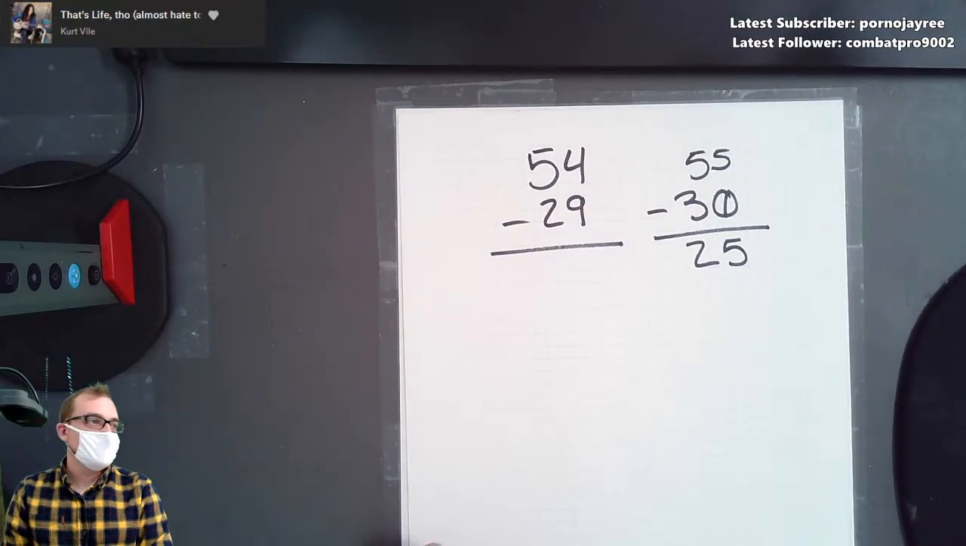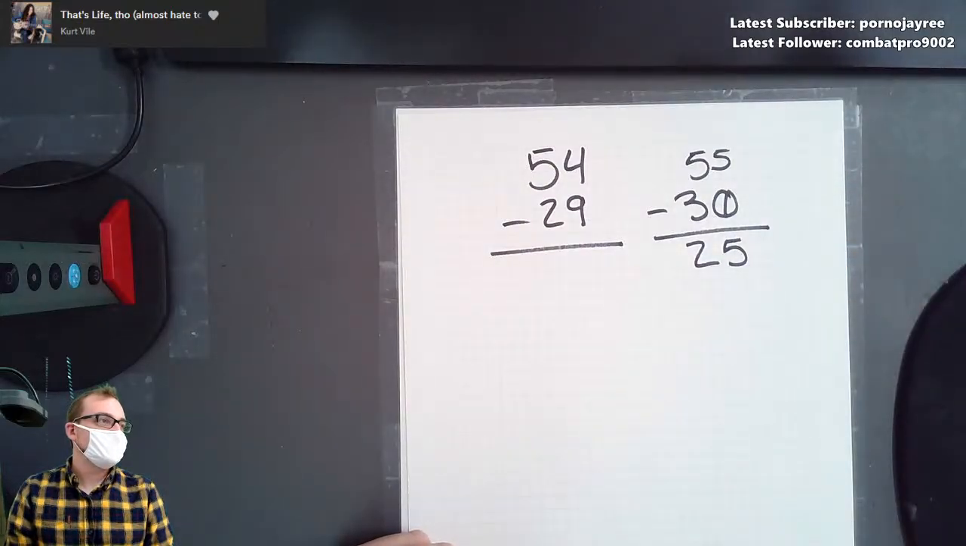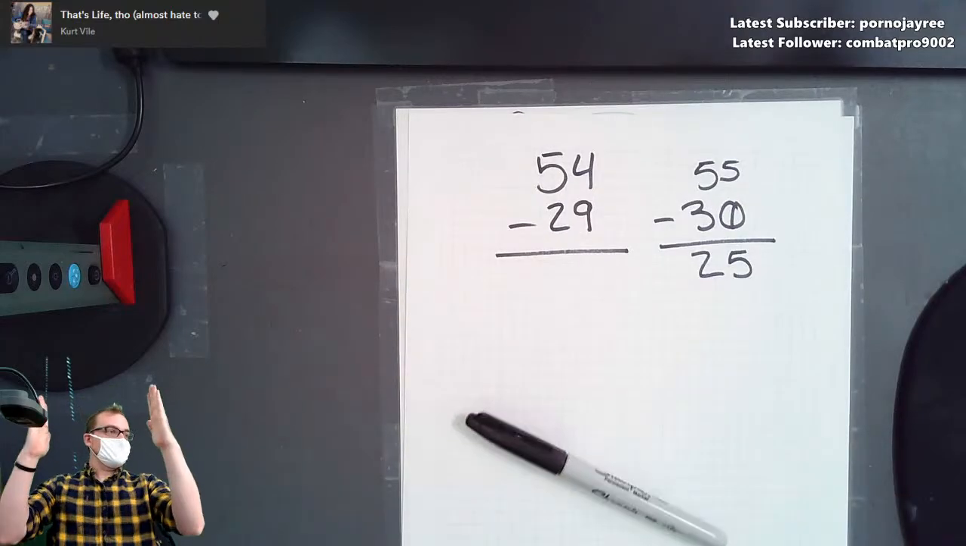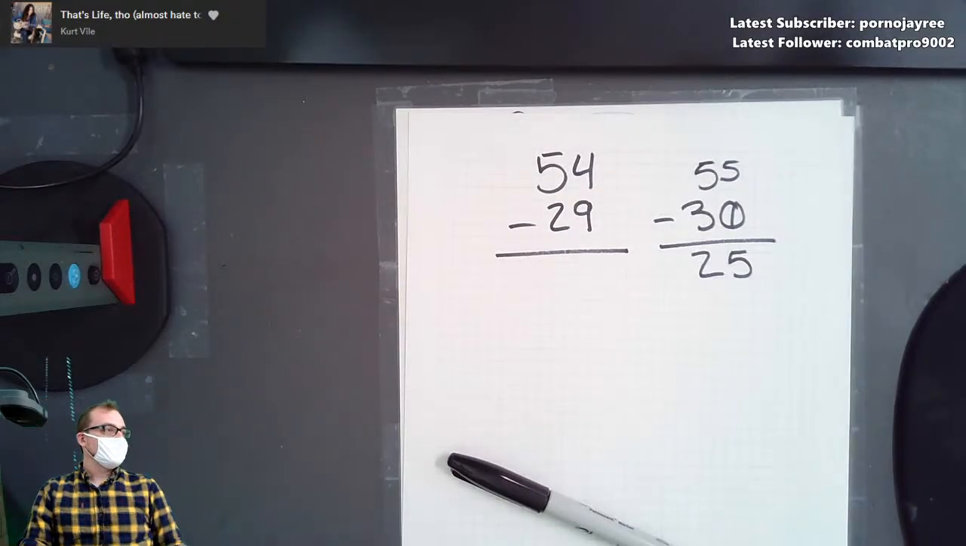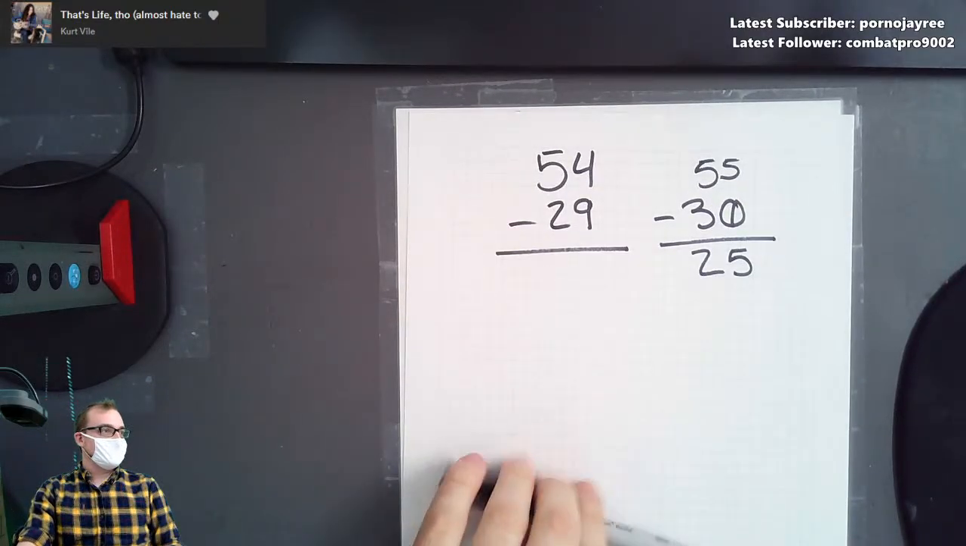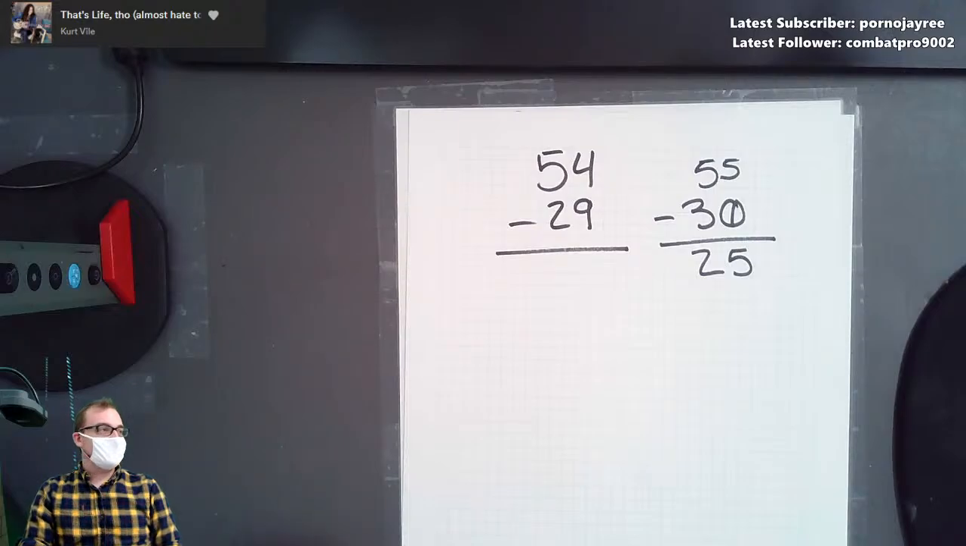25. That's a way easier question, isn't it? But it's the same question. How far apart are those? Well, the same distance as these are, right? But these are a lot easier to understand. I like it.